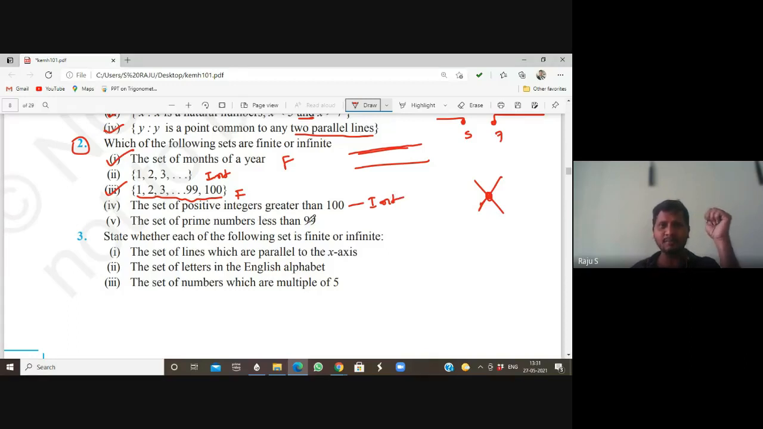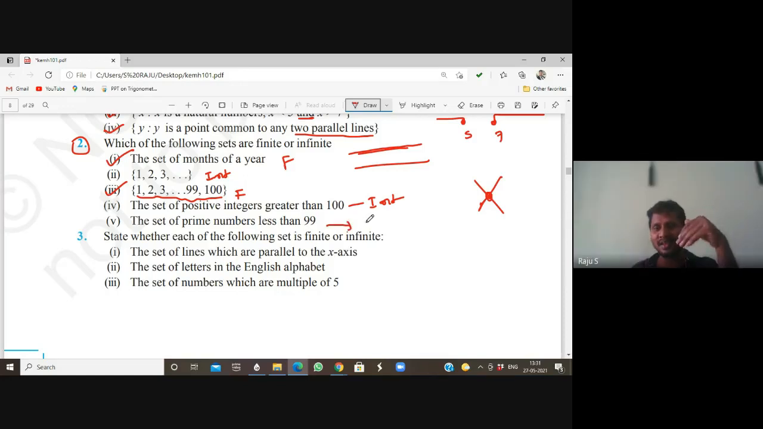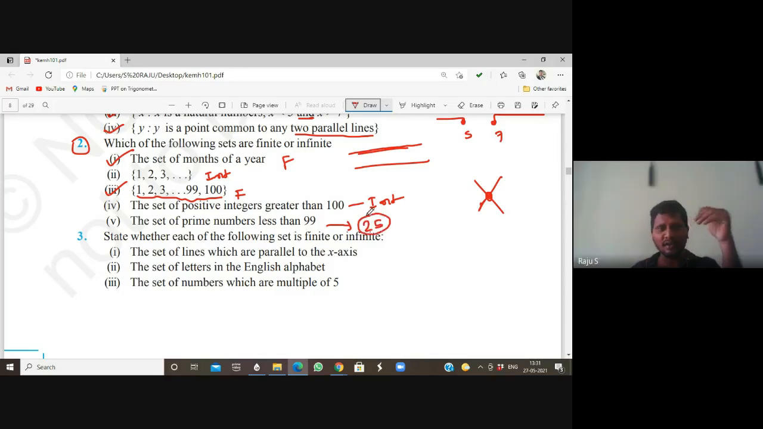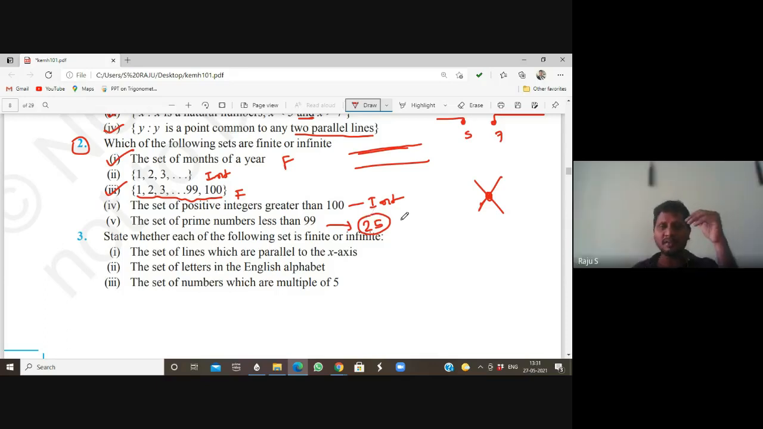The set of prime numbers less than 99. Finite. How many prime numbers are there less than 99? 25. We have already seen this. So we observe that there exist 25 prime numbers less than 99. Is that clear, students? Any doubts in the second question?